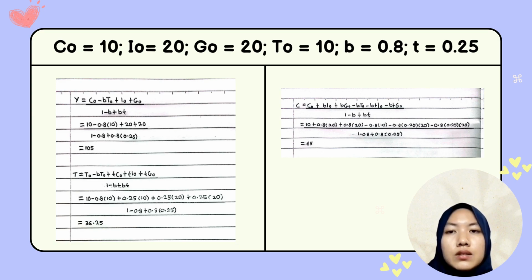Last but not least, substitute the given values into equation C. C equal to C null plus B I null plus B G null minus B T null minus B T I null minus B T G null over 1 minus B plus B T. We will get 10 plus 0.8 times 20 plus 0.8 times 20 minus 0.8 times 10 minus 0.8 times 0.25 times 20 minus 0.8 times 0.25 times 20 over 1 minus 0.8 plus 0.8 times 0.25, and C will be 65.